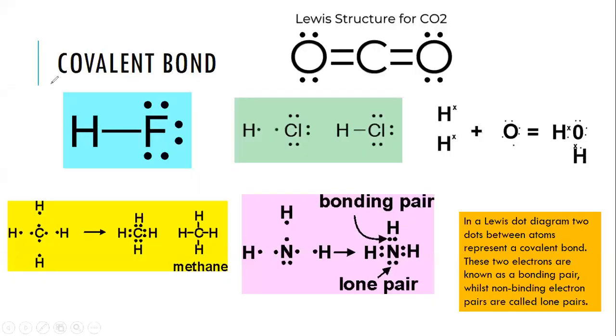Hydrogen has 1 dot, like this, plus fluorine has 7 dots around it. That's the original neutral atom. 7.